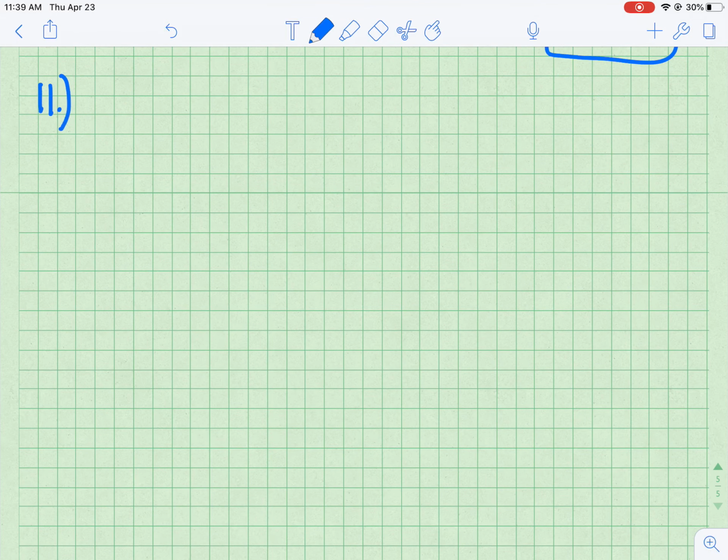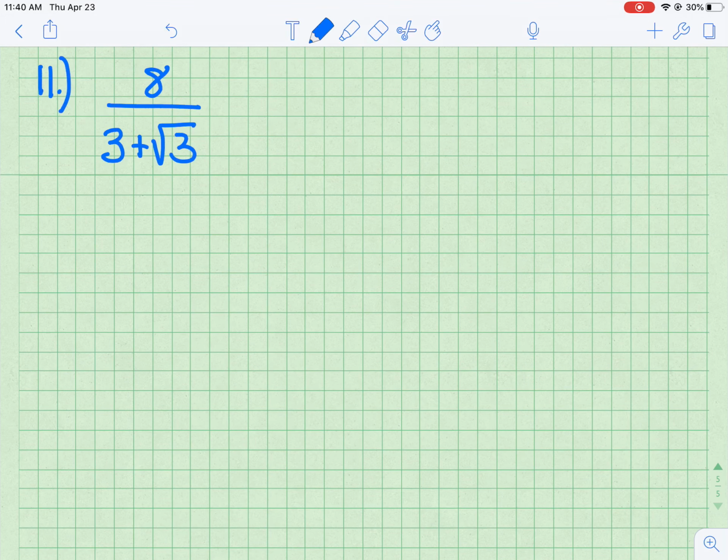Number 11 is 8 over 3 plus the square root of 3. Now, I talked about this in my video where some of you are saying, well, we could just multiply by the square root of 3, but all that does is bring in another square root of 3. This is where we have to bring in the conjugate. Remember, the conjugate is always the same 2 numbers, 3 and root 3, but we switch the sign on the inside. So it was positive, so we put a negative.